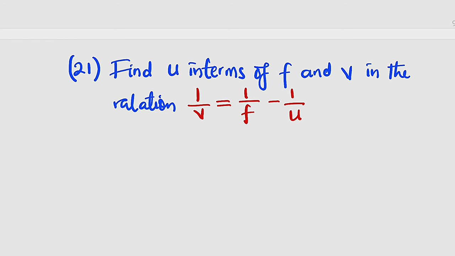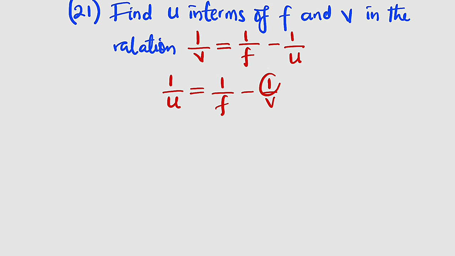Alright, let's get started. I would like to take this term to the left hand side, which is going to transform it to positive. Then we take this to the right hand side, and therefore it is going to be negative, right? So we have 1 divided by U to be equal to 1 divided by F minus 1 divided by V. Let us simplify this.